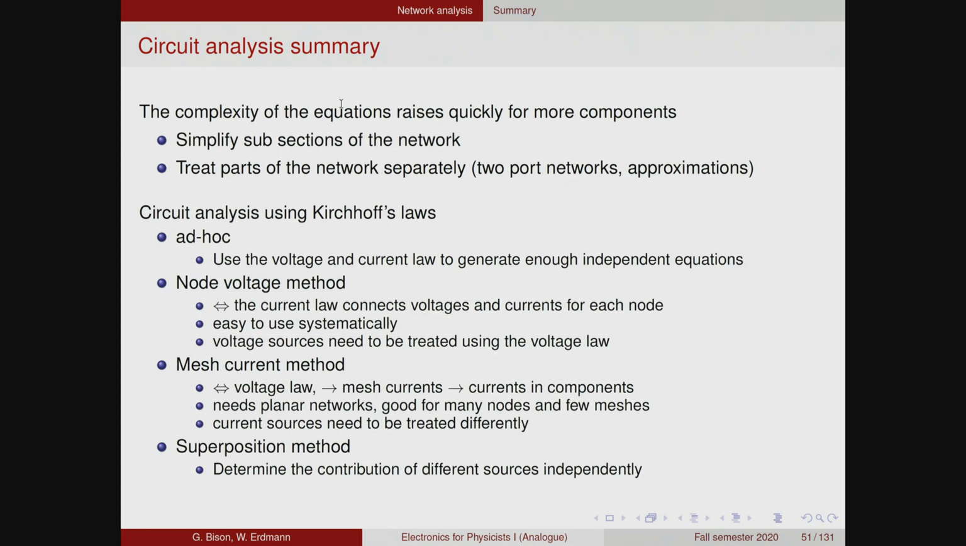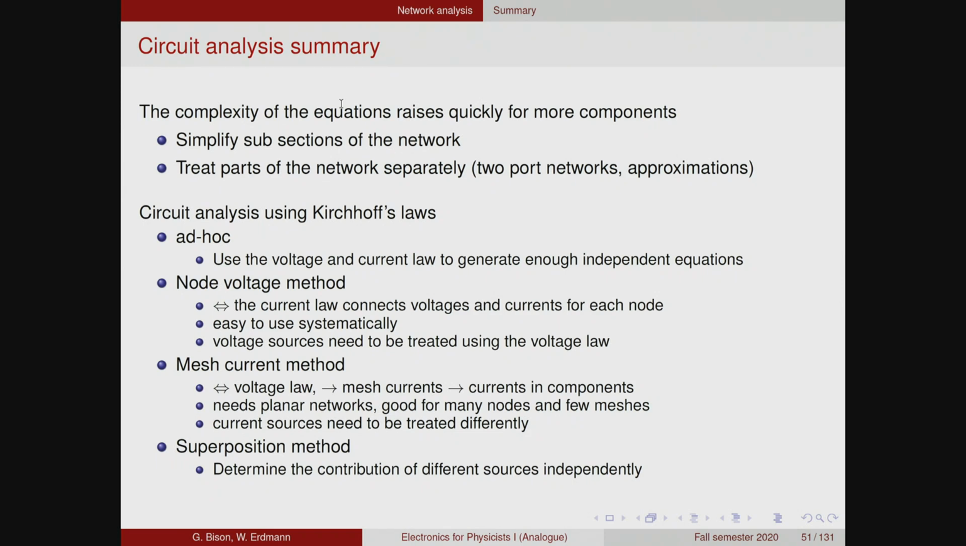Okay, so let's summarize circuit analysis. As you've seen, it becomes quite messy relatively quickly. We get large equations that are complicated to solve, and getting a nice analytic solution out of such a circuit analysis becomes very complex if the network is more complex than the examples I've shown you. More than five resistors and two sources is kind of messy. So in order to analyze more complicated circuits, we need to simplify the network into subsections. This is something we will look at later in this lecture.